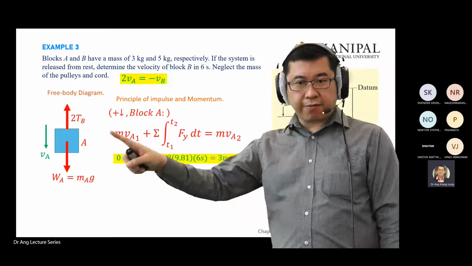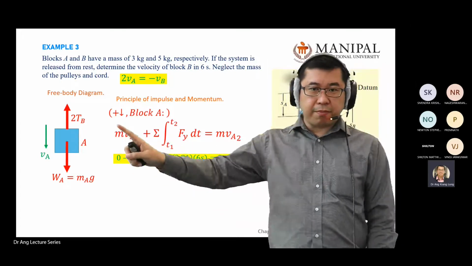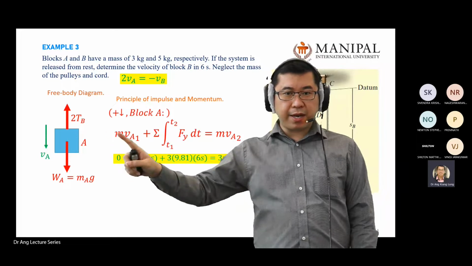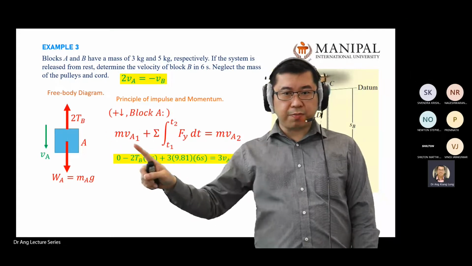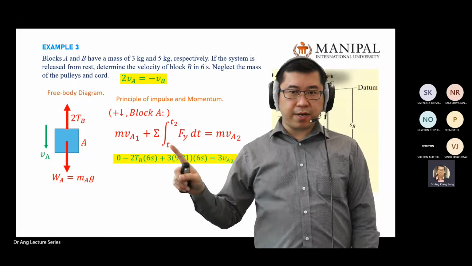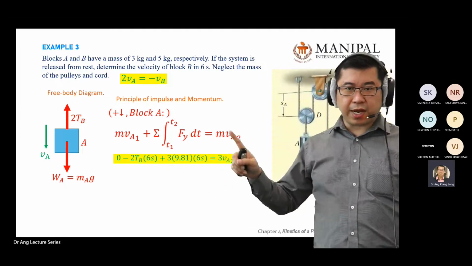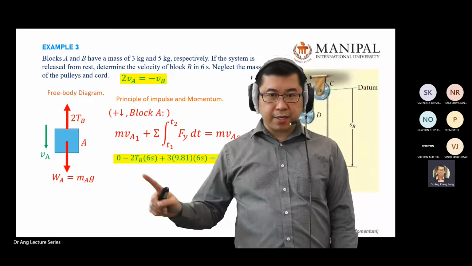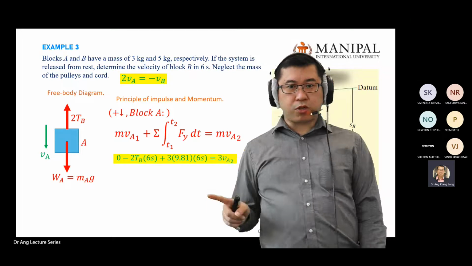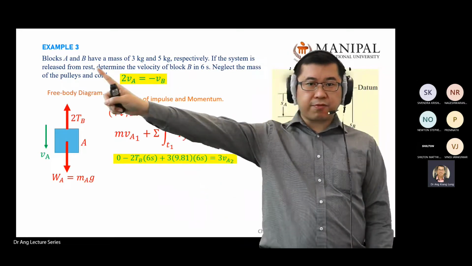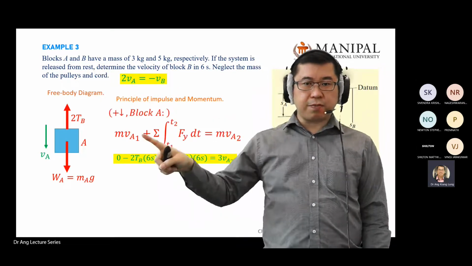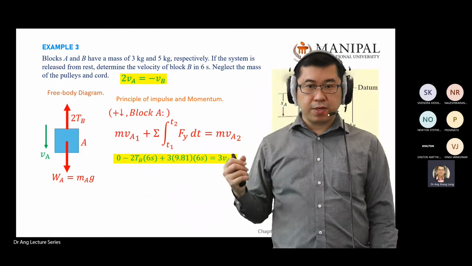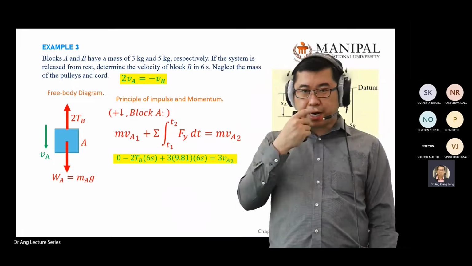So you should have this equation, mv plus sum of F dt equal to mv. So mVA1, which is before, plus sum of F dt equal to mVA2. This one was already explained before this break. So the rest is just substitution. It tells you it is released from rest. So before is 0. Velocity for A and B is 0, before the release is at rest.